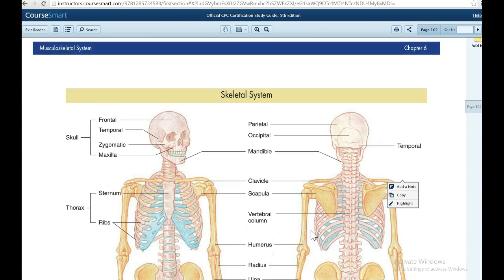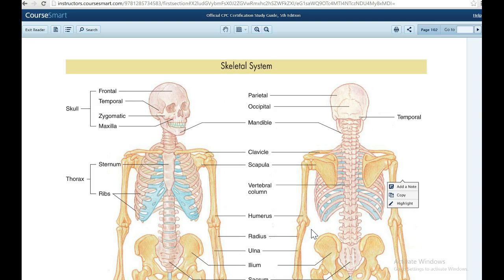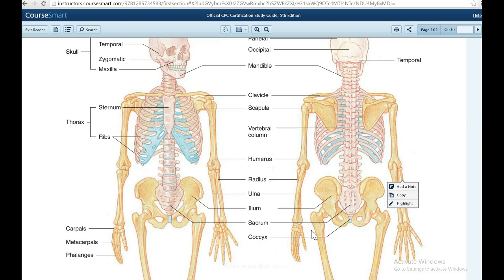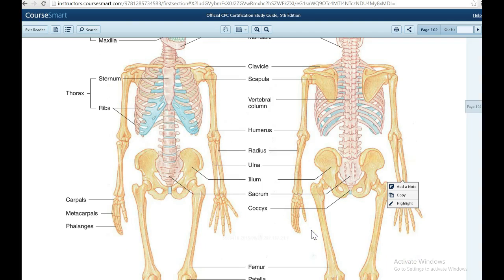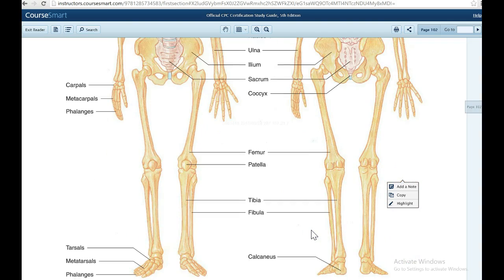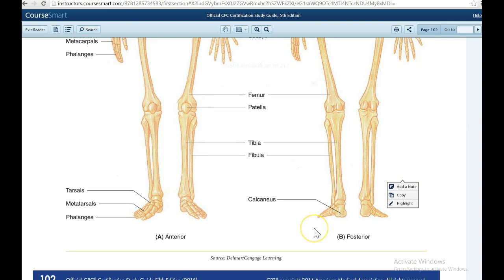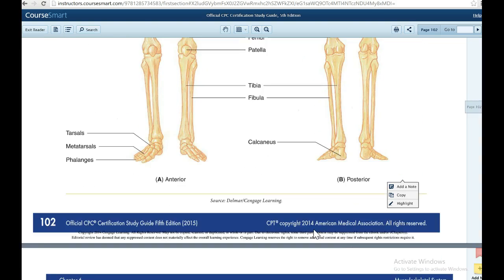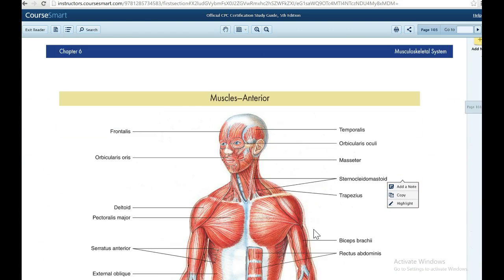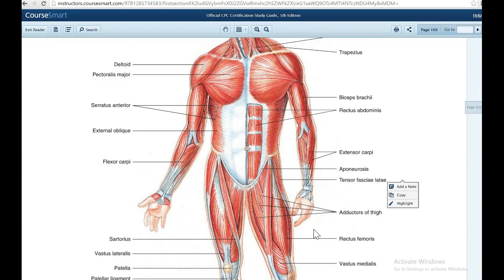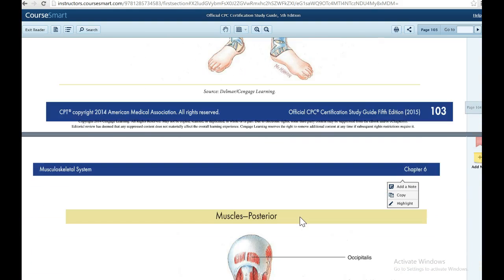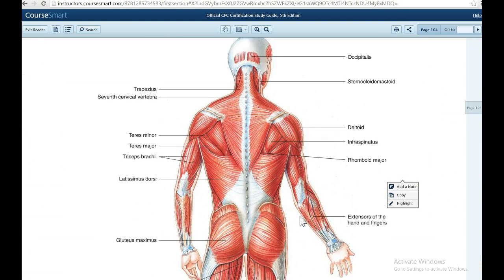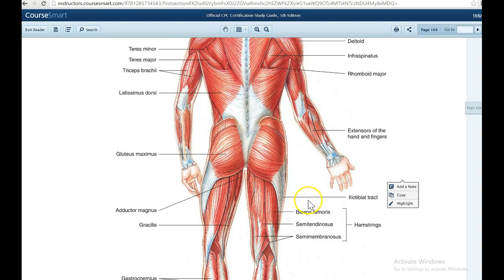You all have this little skeletal diagram in the front of your CPT book, so make sure you know where it is. If there are any notes that you need to take pertaining to your skeleton, here is the best place to do it. Here are your muscles. Know where it is. So if they ask you something about the sartorius muscle, you know that here's your sartorius muscle. Okay, and it's the posterior aspect of the muscles.